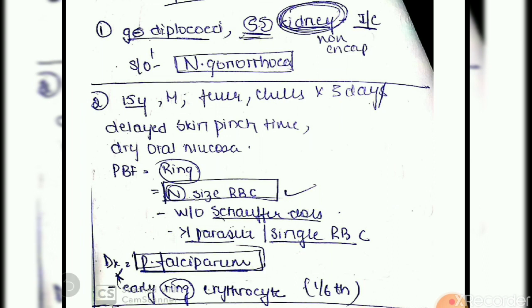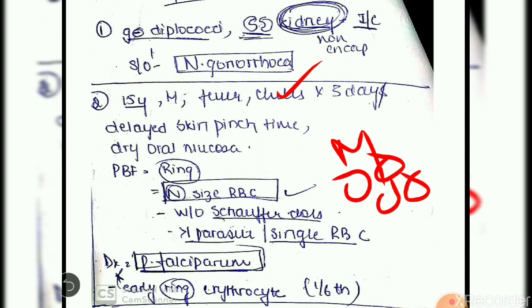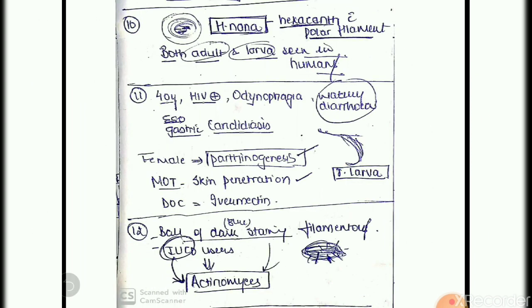The next question is on gram-negative diplococci, kidney-shaped, it is Neisseria gonorrhoeae, right? Now again the question on malaria, you see a ring with the normal shape of the RBCs with the Schüffner dots, definitely Plasmodium falciparum. In the early stage you see a ring erythrocyte as well. Now coming to you with the hexacanth embryo. The hexacanth embryo is a very important feature of Hymenolepis nana.